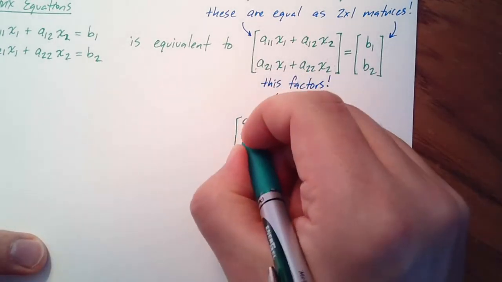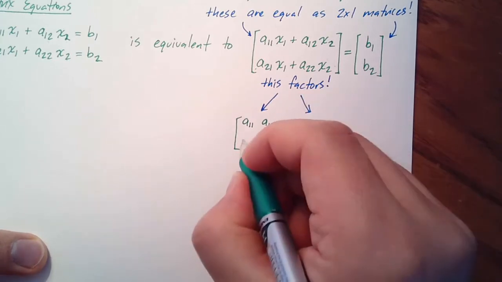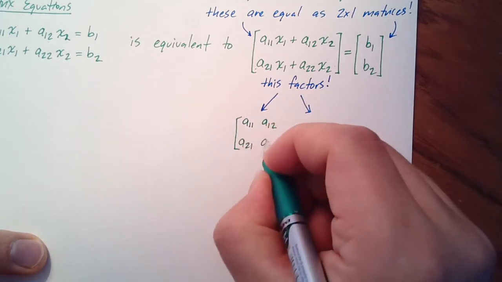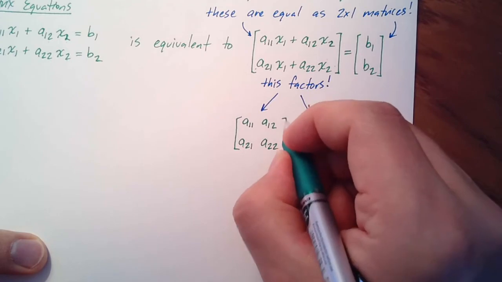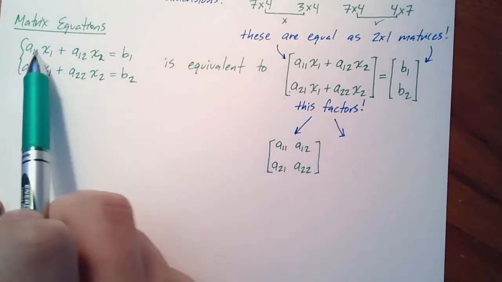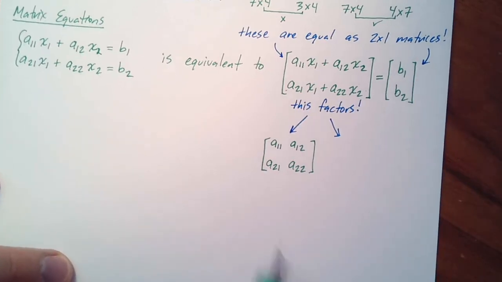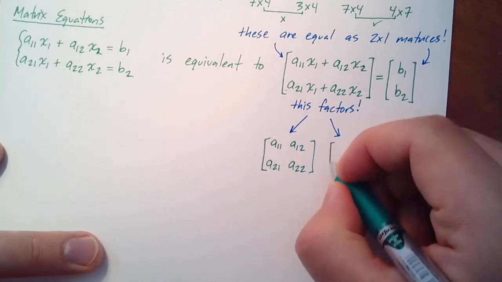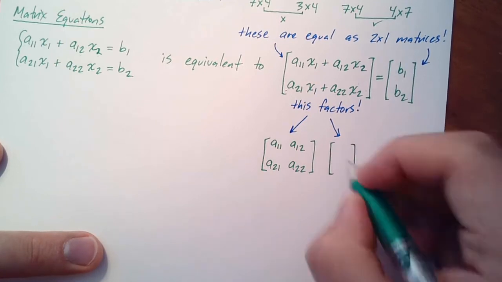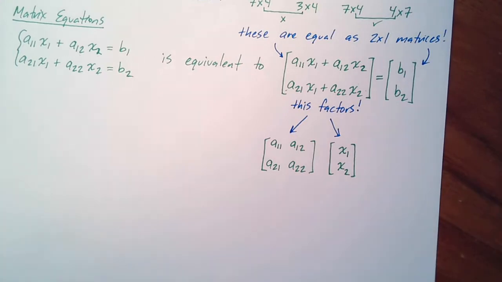So I'm going to have a11, a12, a21, a22. So I have a 2 by 2 matrix consisting of all the coefficients from this linear system. So that's the left-hand factor. The right-hand factor is going to be the 2 by 1 matrix consisting of the two variables, x1 and x2.